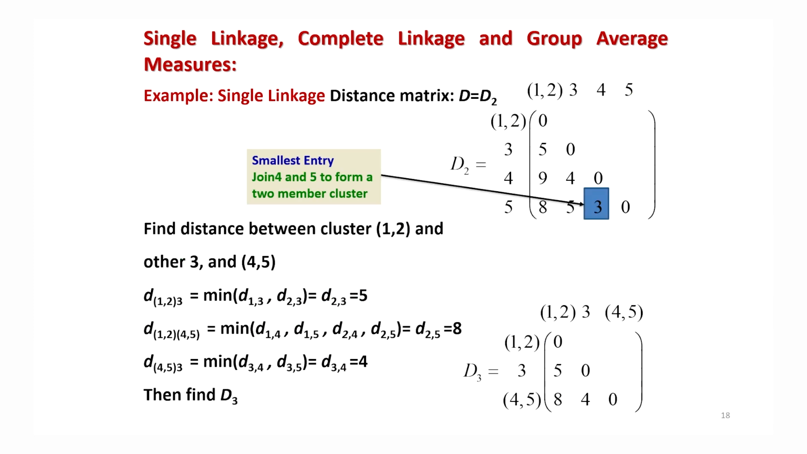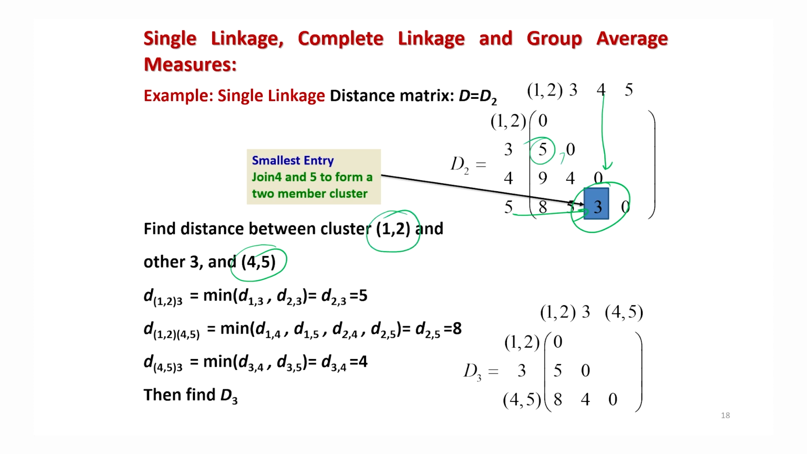Now I try to repeat it. In this new matrix, I try to find out which is the smallest value. The smallest value here is 3. So I can now combine the fourth and fifth observations together. I make one more cluster of 2 units, 4 and 5. So now I have the combined observations 1, 2, then 4, 5 and 3.